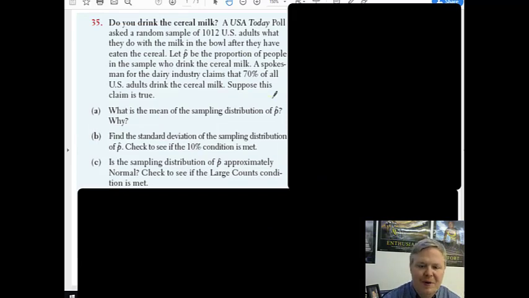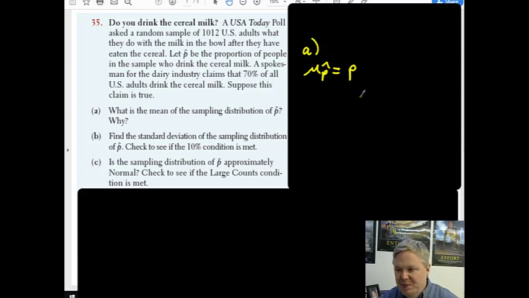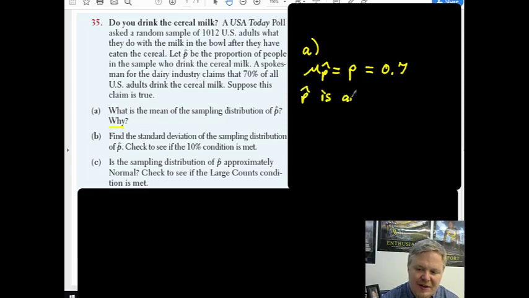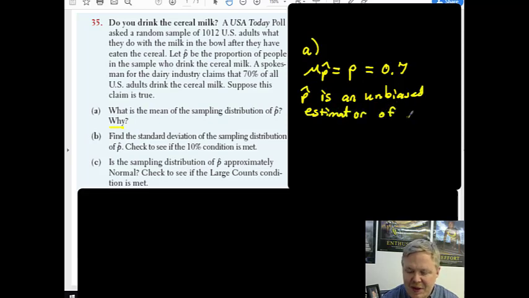All right, here for part A, what is the mean of the sampling distribution? Once again, we know the mean of the sampling distribution is going to be our P. So in this case, it is 70%, equal to 0.7. The reason we say this is that p hat is an unbiased estimator of our population P. So there's no bias in it, and it's not going to be shifted one way or the other. So that's why we can make that assumption.